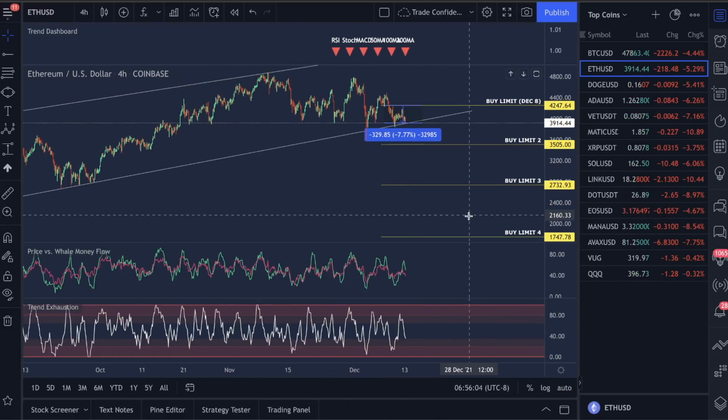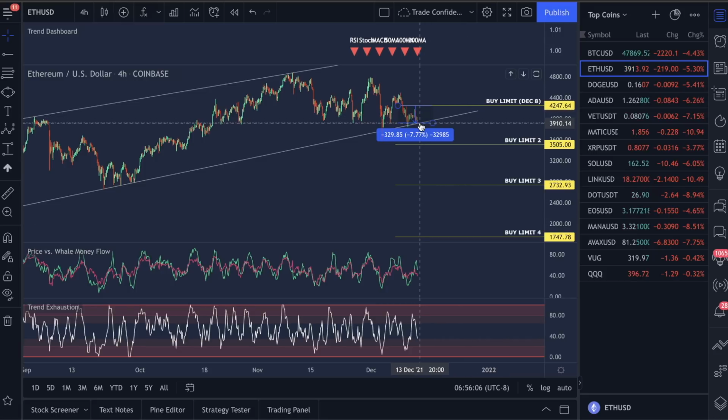Why so far down to 1,700? Because there's no telling how far this can go down. It can easily hit our second buy limit, and I believe this can easily hit our third buy limit if we go down. You guys see structure low here? That's at the third buy limit.